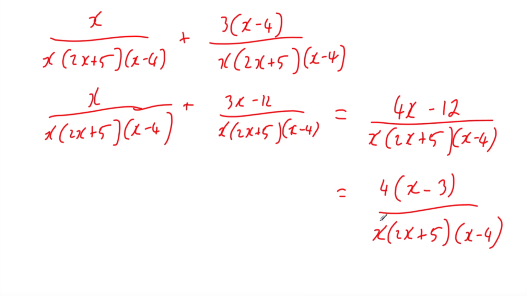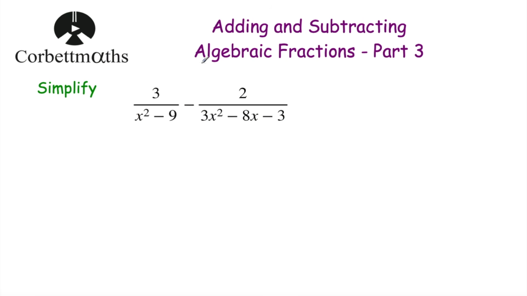And now let's have a look and see if we can cancel anything out. We're looking for any of the brackets that might be the same on the numerator and denominator, and then you'll be able to cancel them out, or even perhaps x's at the front of both of them. Well, no. So that's our answer. Okay, let's have a look at one last example.